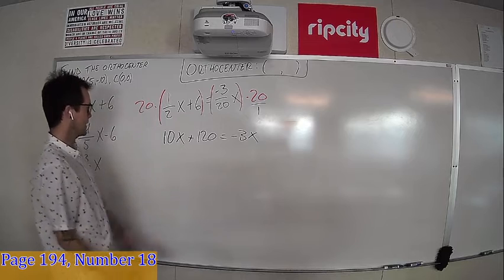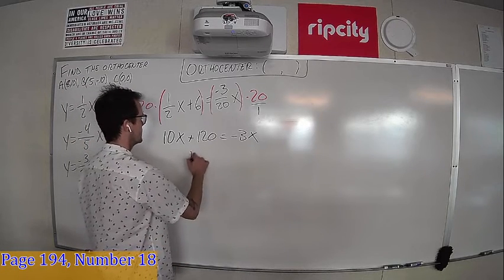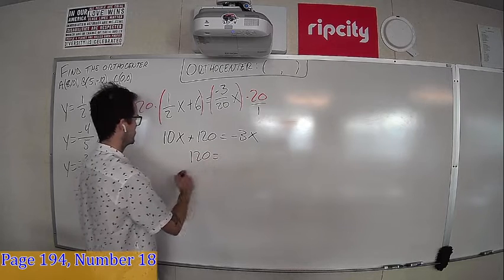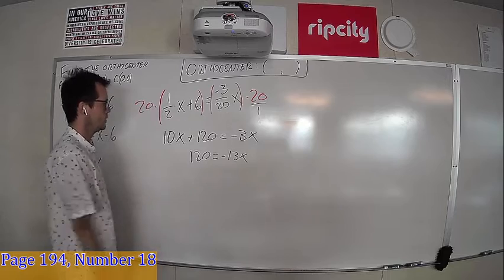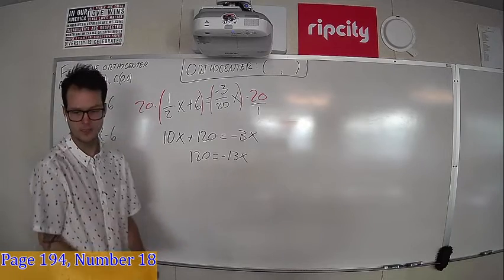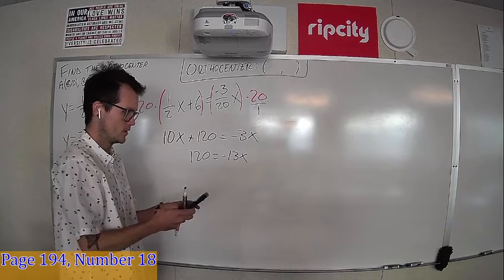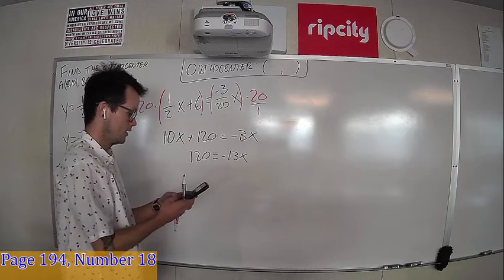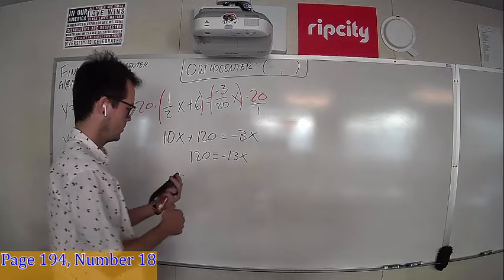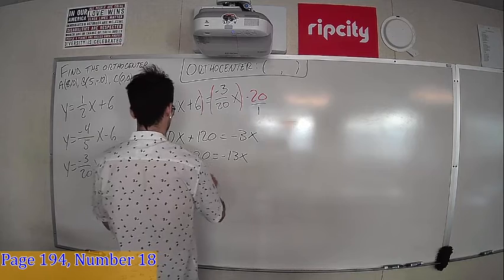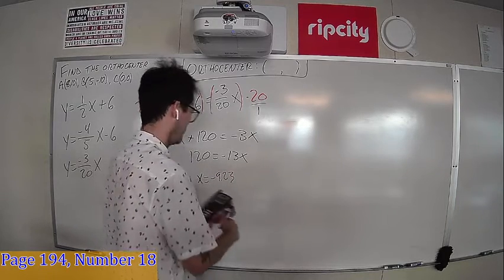Okay, let's subtract 10x from both sides. It's going to be negative, but we'll gather everything over there. So 120 equals negative 13x. I don't know what 120 divided by negative 13 is. Grabbing my calculator, 120 divided by negative 13 and I got a gross decimal. x equals negative 9.23.